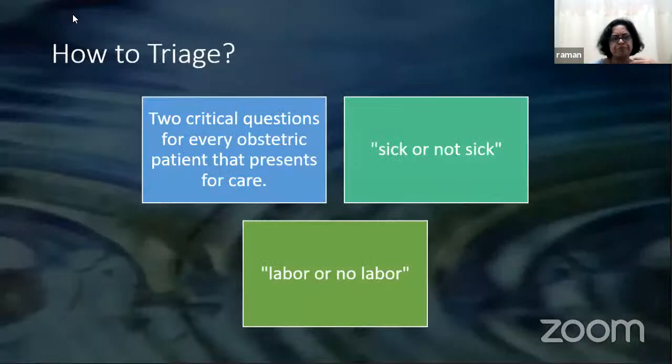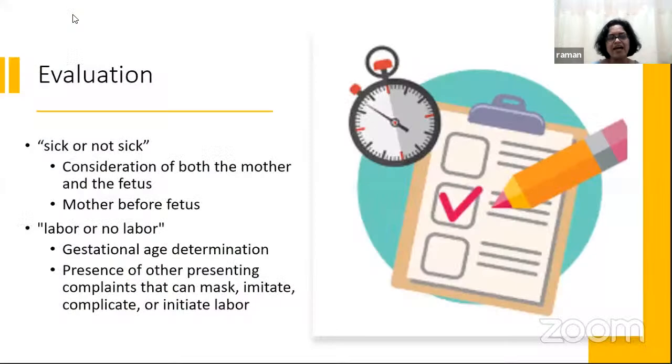So how do we then triage? Two critical questions which we need to answer are: is she sick or is she not sick? Is she in labor or is she not in labor? How do we answer these questions? For sick or not sick, we look at the mother and the fetus. And as always in the obstetric paradigm, the mother comes before the baby. So look at the maternal well-being and then go for the fetal well-being.